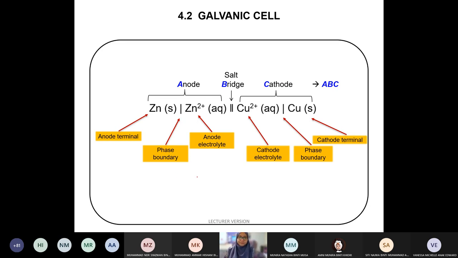Okay, so we have to have the electrode. Coincidentally, the electrode is also involved in the oxidation, so the same atom is involved in the oxidation. So zinc, this side should be oxidation and this side should be reduction. So zinc will oxidize into zinc 2 plus. And at the same time, the zinc behaves as an electrode on the oxidation half cell. So this is the anode.